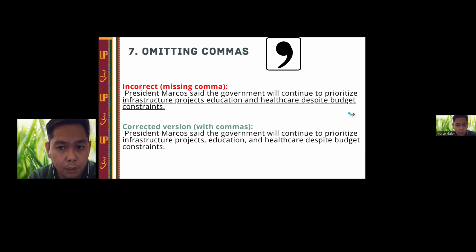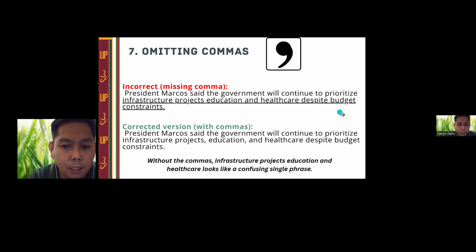President Marcos said the government will continue to prioritize infrastructure projects, education, and healthcare despite budget constraints. Notice the writer did not use any comma when separating the list. So when you look at the underlined portion of the sentence, we can see that it's kind of confusing. Always take note that when writing a sentence that's a list, use commas to separate the objects.